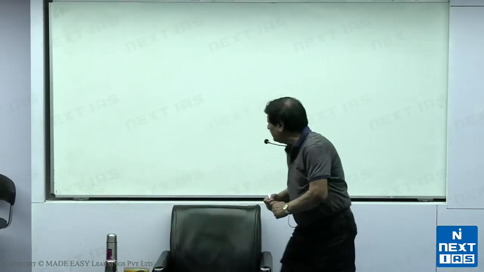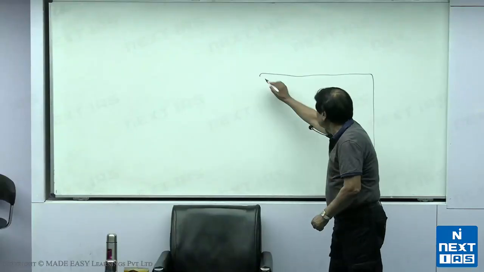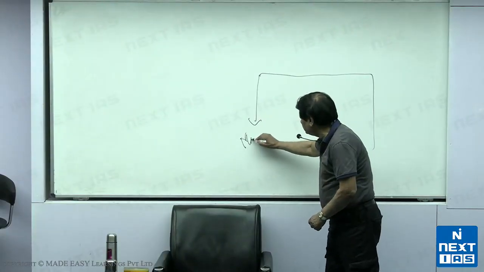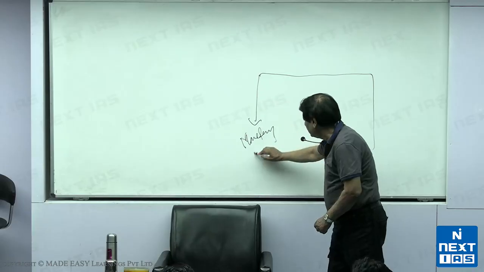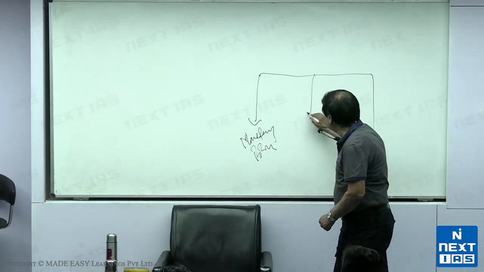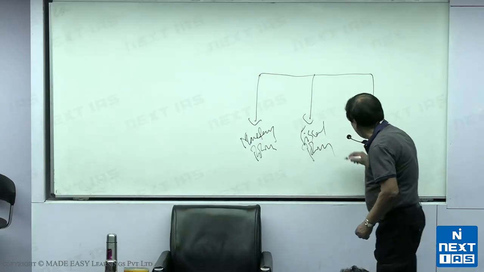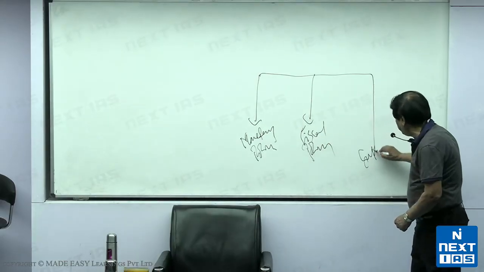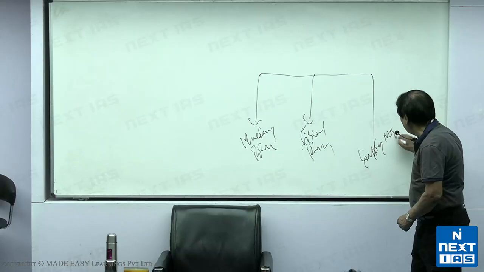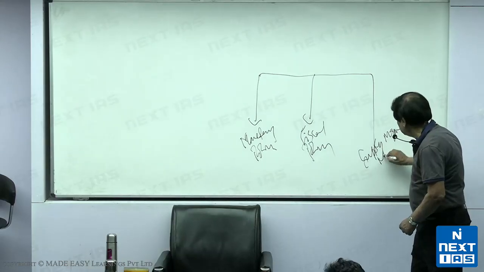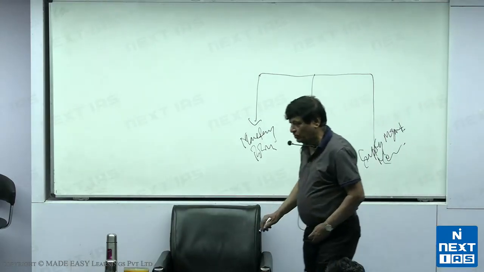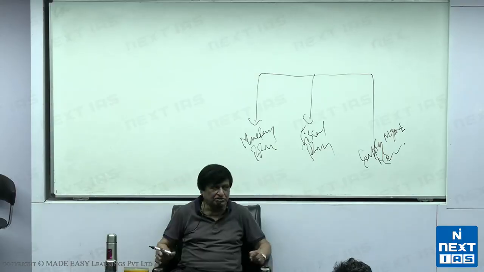There are 3 types of policy measures. If I were to just give you a small chart, it will be like this. Monetary policy, fiscal policy, and supply management measures. These are the most important. In India, the third one is the most important.